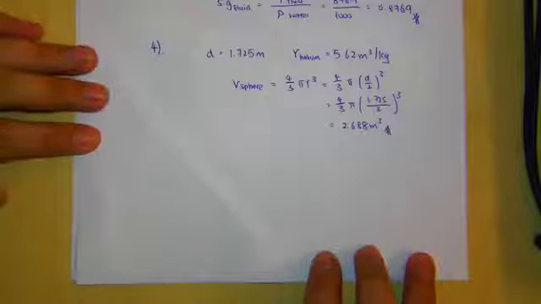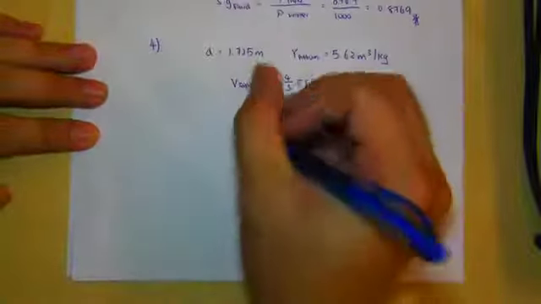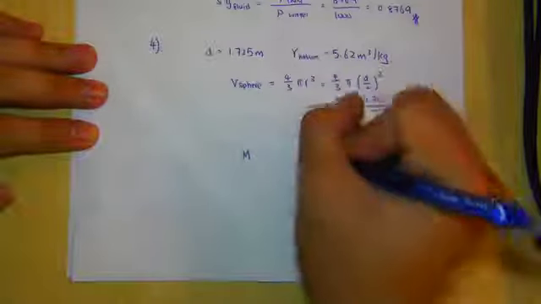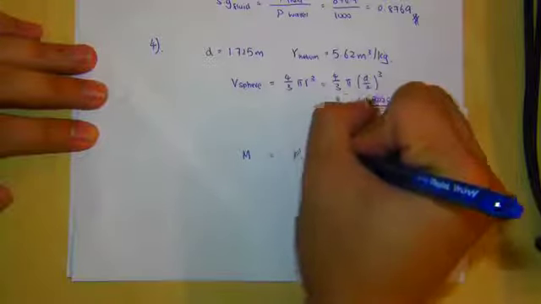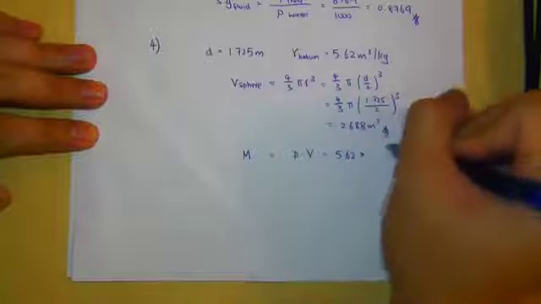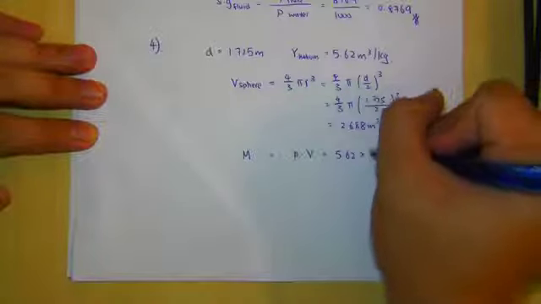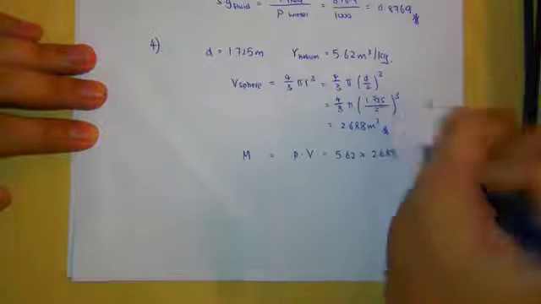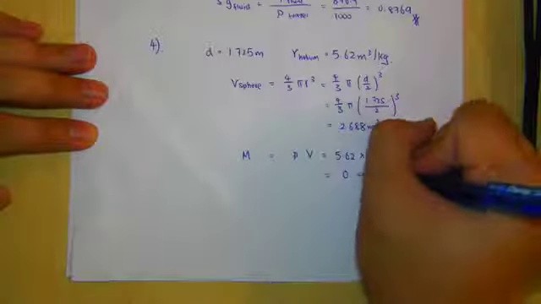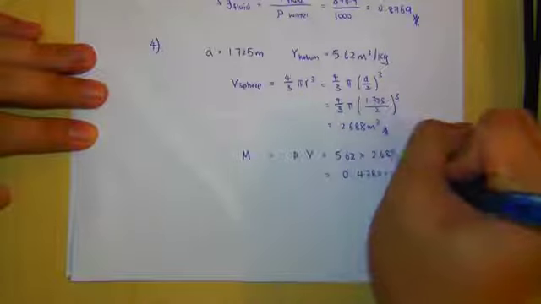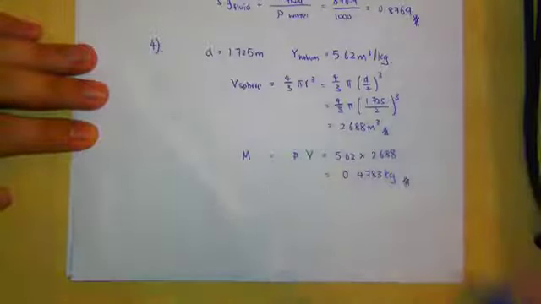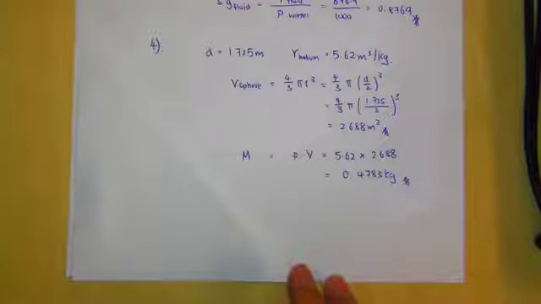Next we can determine the mass of the helium balloon, or the mass of the helium. In this case it will simply be density times volume. So density is 5.62 multiplied by volume, which is 2.688. So this will be 0.4783 kg.